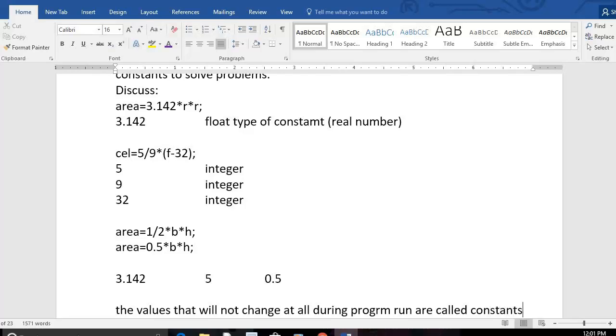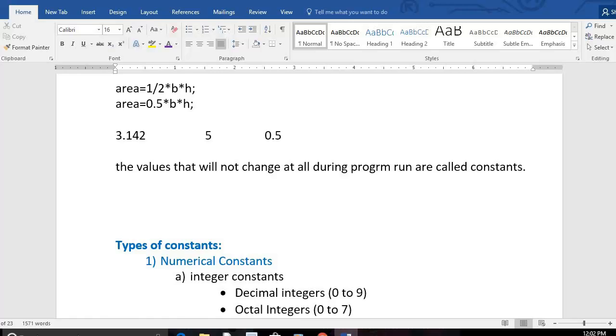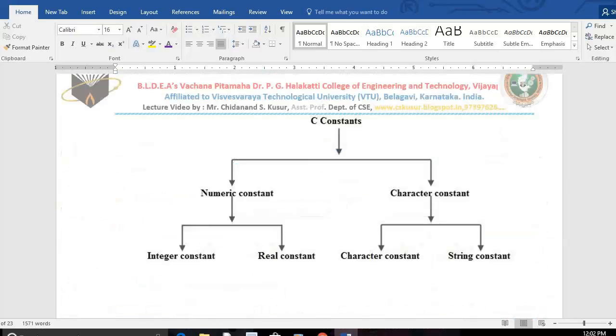Oh, very good. Then how many types of constants are there? There are two types of constants. You can see this image. There are two types of constants: numerical constants and character constants.